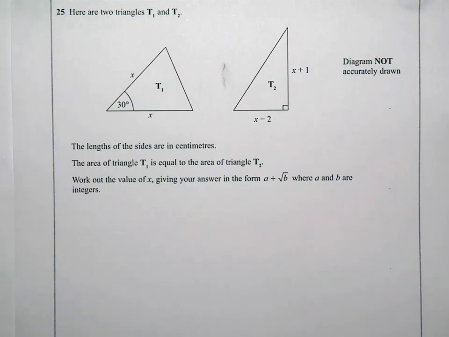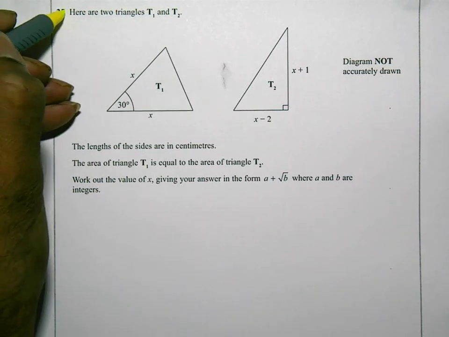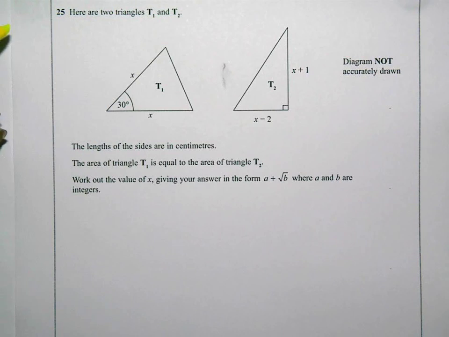Okay, here's question 25 on the higher calculator paper. This is the last question on the paper, and quite a challenging question, but for those people aiming for an A or A star, you need to try to get as many of the 5 marks from this question as possible. So let's read the question.